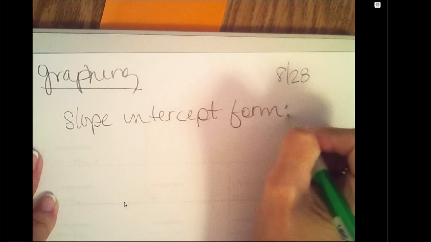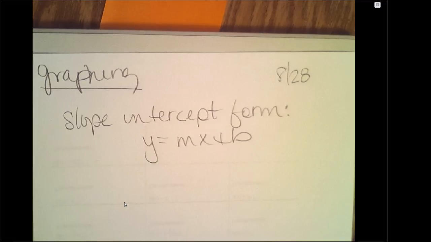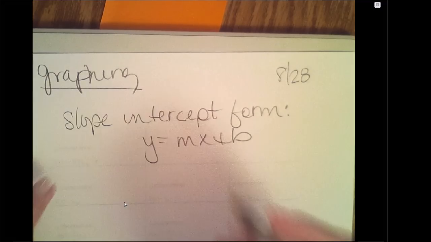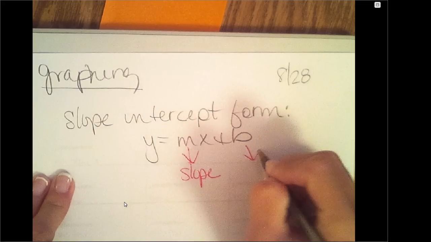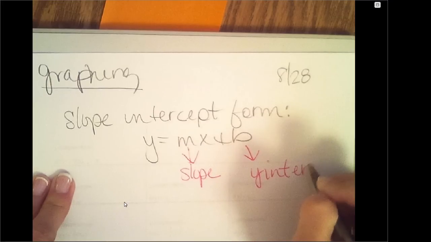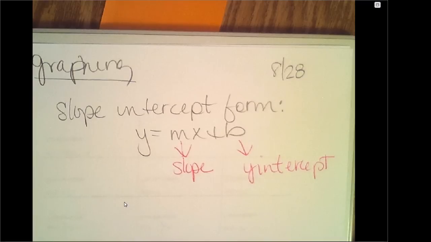Slope-intercept form is y is equal to mx plus b, where m is your slope, b is your y-intercept. And a y-intercept, as you remember, is your initial value, it's your starting point.